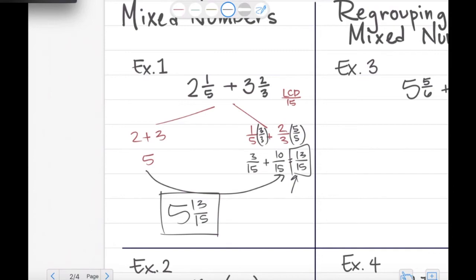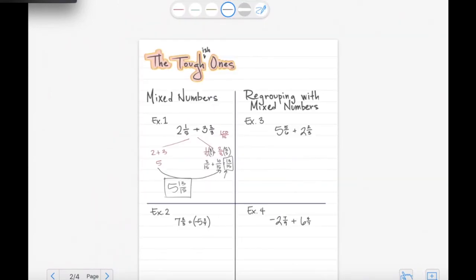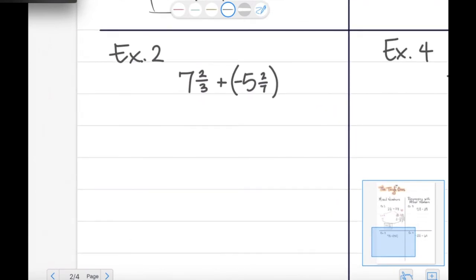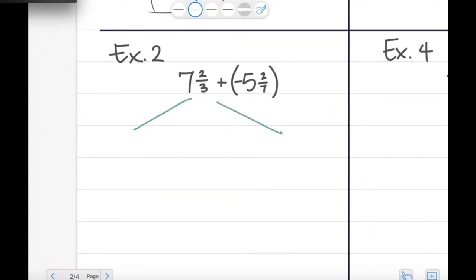If you would like to change it to an improper fraction, I probably would appreciate it, but you don't have to. All right, let's go on to example 2 here. I'm going to do the same thing. I'm going to separate these out. So keep in mind this entire second fraction is negative.